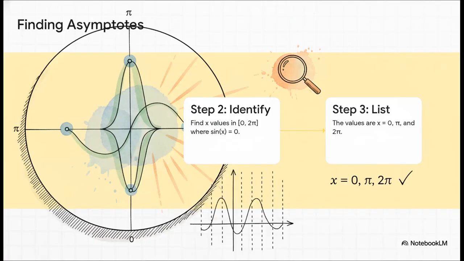You know, the process here is actually pretty straightforward. It all comes down to remembering one thing. Asymptotes happen when the denominator of your fraction equals 0. For cotangent, that's sine x.